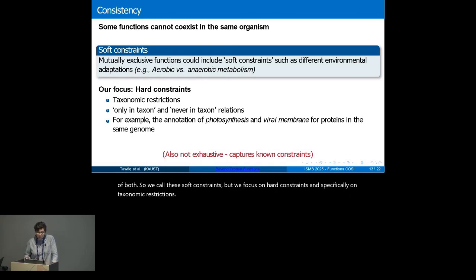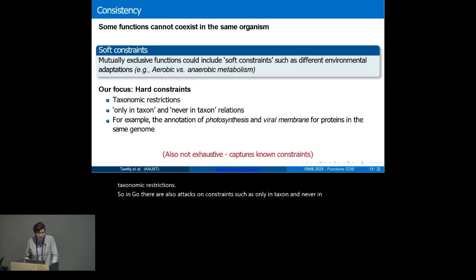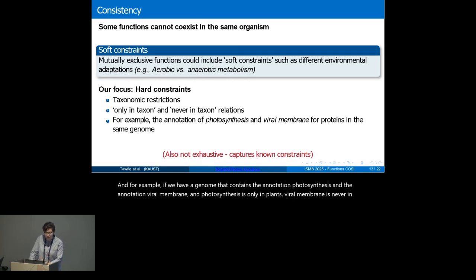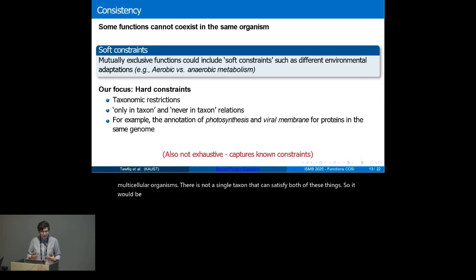So in GO, there are also taxon constraints, such as only in taxon and never in taxon. And for example, if we have a genome that contains the annotation photosynthesis and the annotation viral membrane, and photosynthesis is only in plants, but viral membrane is never in multicellular organisms, there is not a single taxon that can satisfy both of these things, so it would be a taxonomically inconsistent genome. These are, again, also not exhaustive, and they only capture known constraints.